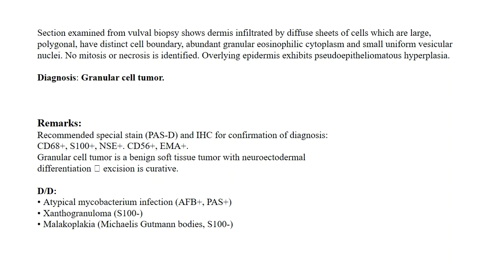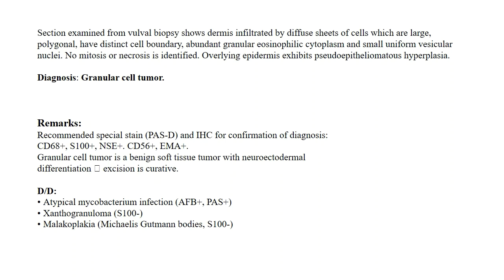Now, the diagnosis is that of a granular cell tumor. So what are the IHCs that you will ask for when you are suspecting a granular cell tumor? These tumors are positive for CD68, S100, NSE, CD56 and EMA. It is also PAS-D positive. It is a benign soft tissue tumor with neuroectodermal differentiation and excision is usually curative.